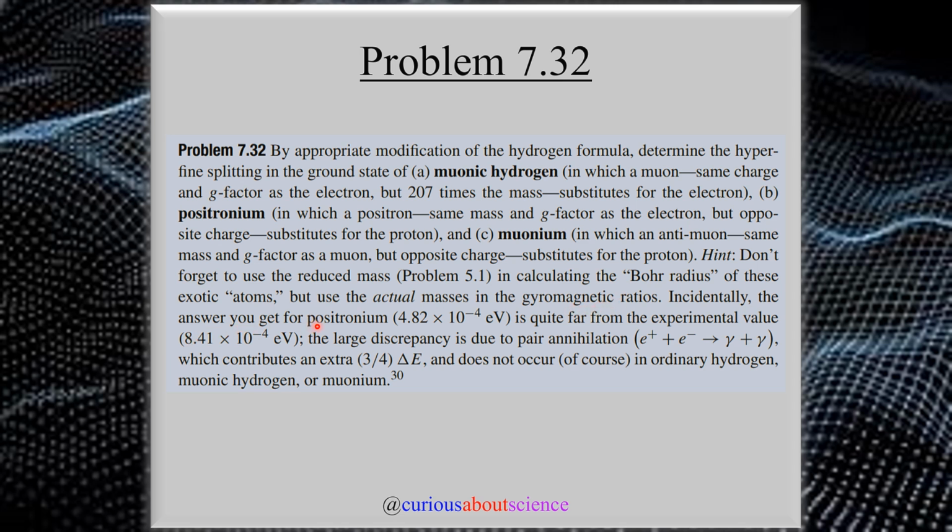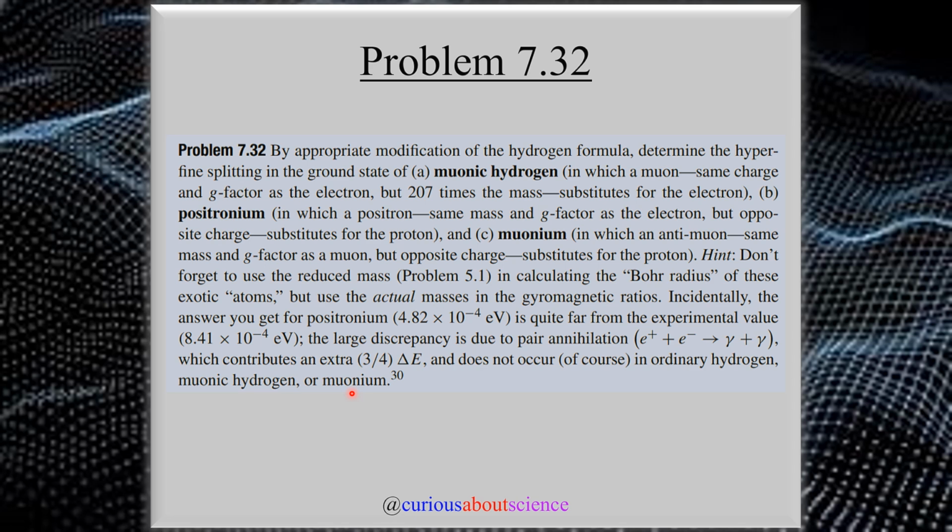Incidentally, the answer you get for positronium is quite far from the experimental value, 8.4 times 10 to the negative 4 eV. Yeah, that's quite different. The large discrepancy is due to the pair annihilation, which contributes an extra 3/4 delta E and does not occur, of course, in ordinary hydrogen, muonic hydrogen, or muonium.